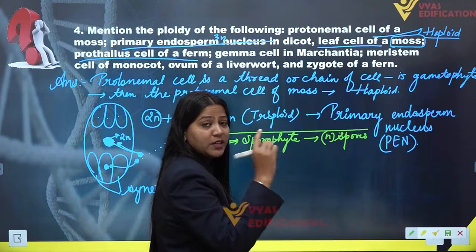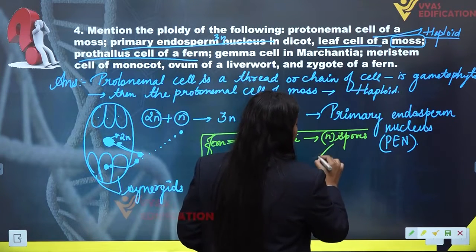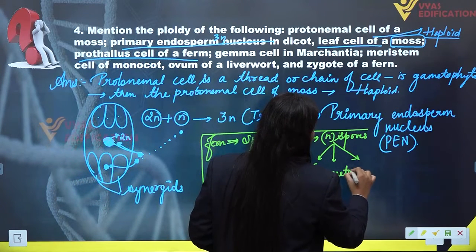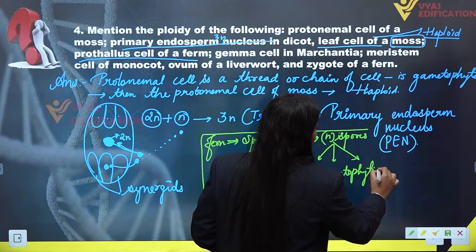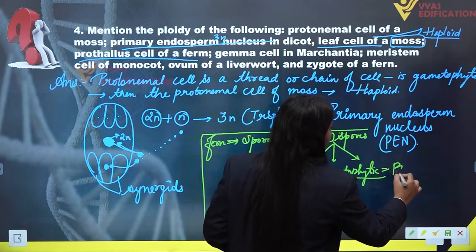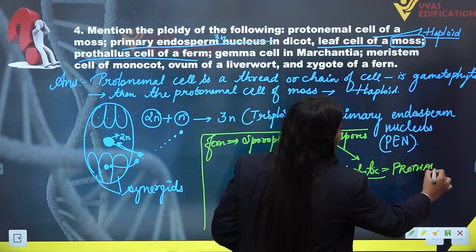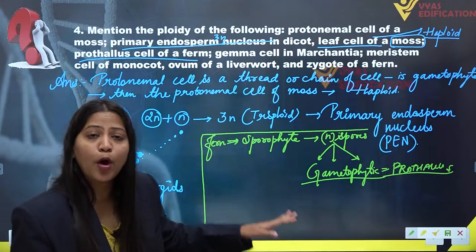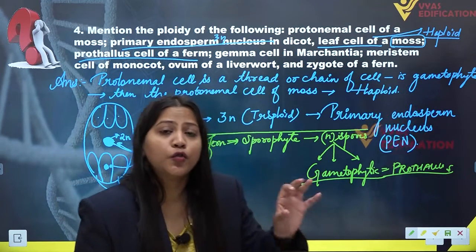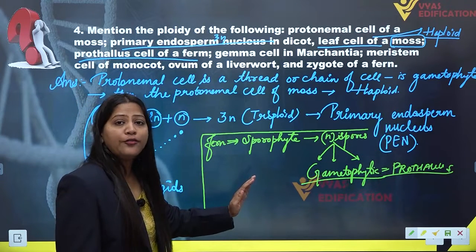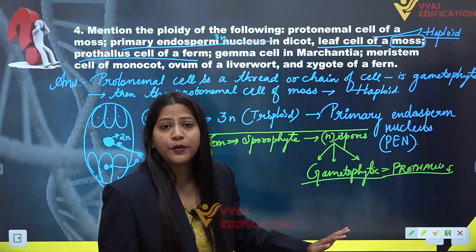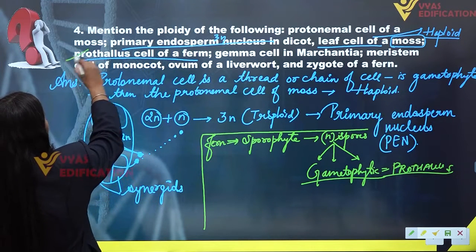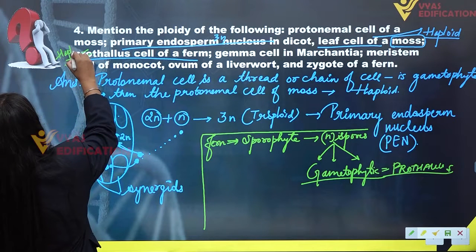Now, each of these haploid spores will germinate and form a gametophytic plant body. This gametophytic plant body is also known as prothallus. As we know, the gametophytic plant body is haploid in nature, so the prothallus of a fern is haploid. So the ploidy level of the prothallus cell of a fern would be haploid. This will also be haploid.